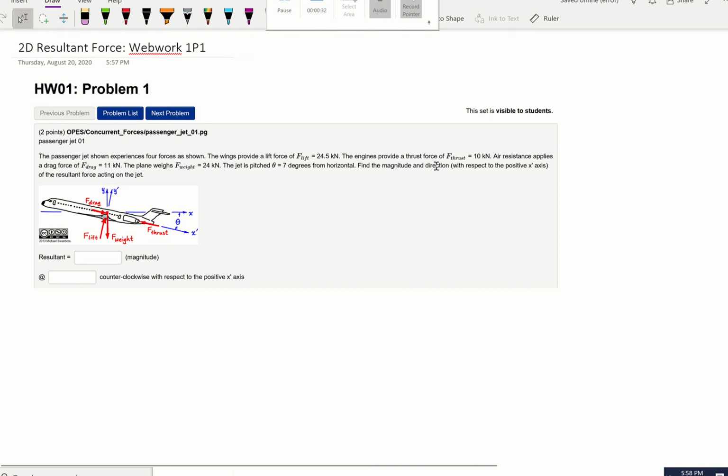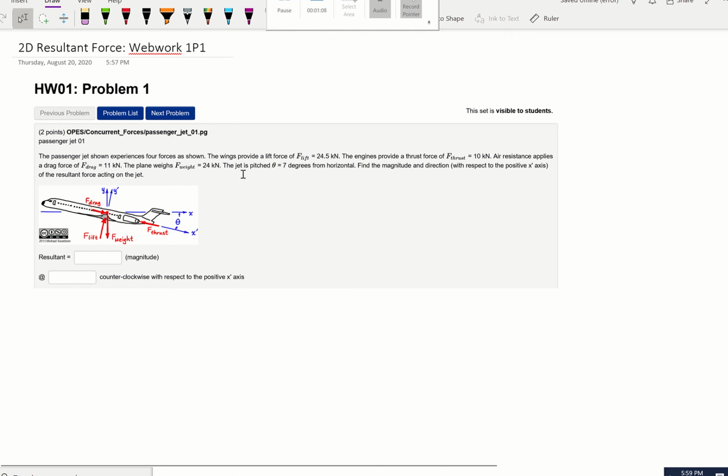Then the engine provides the thrust, so F thrust is 10 kilonewtons, and there's also drag caused by air resistance, F drag. F drag and the thrust are on the same line. However, it's not horizontal because the airplane is in a slanted position. Then the plane weighs 24 kilonewtons. The weight is just applied at the center of gravity straight downward. So that's the only force going straight up and down.